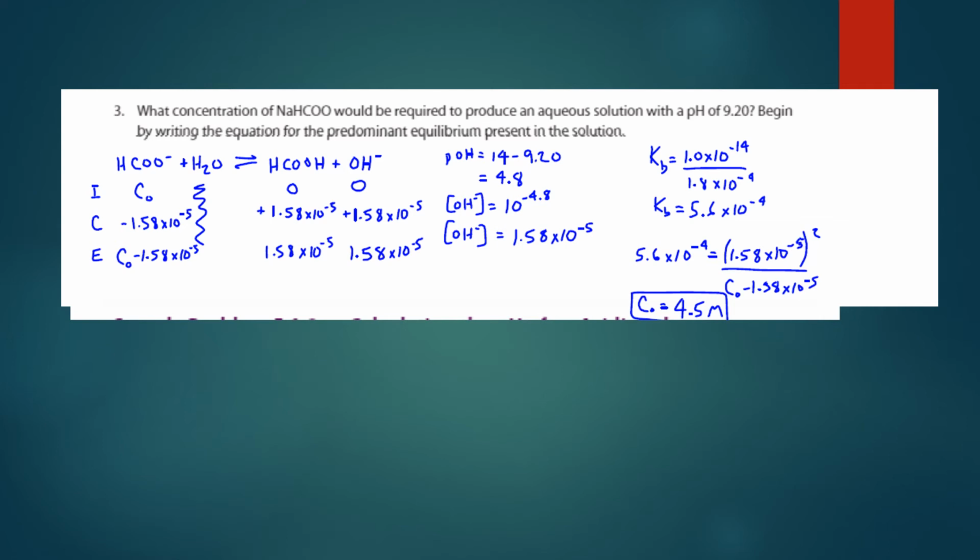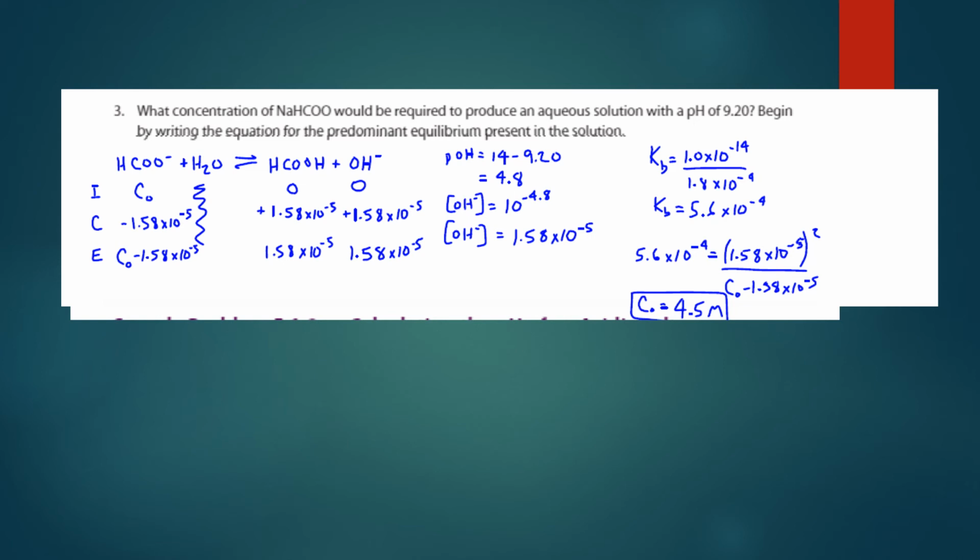So I'm going to fill in my ice table, looking for that initial concentration of the HCOO minus. And the way I'm going to get that concentration of OH minus and HCOOH is by going through that pH. So I know that my pH is an acid calculation. POH, I'm going to take 14 minus the 9.20, and I get a POH of 4.8. To find the hydroxide from that, I'm going to take 10 to the negative 4.8, and I'm going to be plugging that 1.58 times 10 to the negative 5 into my ice table.